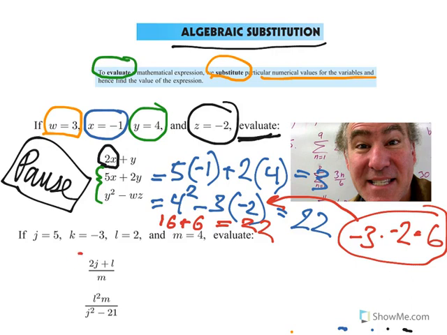Now, we have a couple other ones that are a little more complicated. They look complicated, they're in fractions. I want you to pause the video, and I want you to solve those right now.